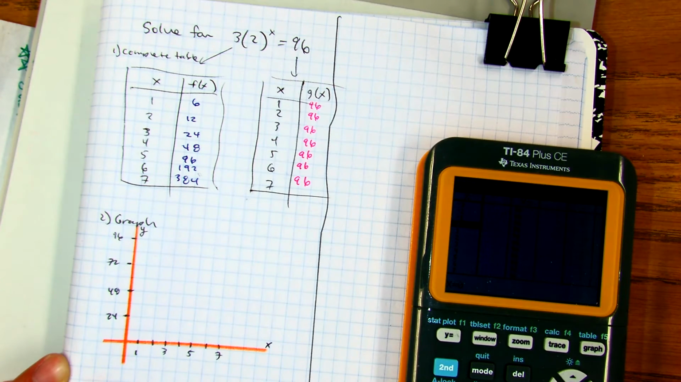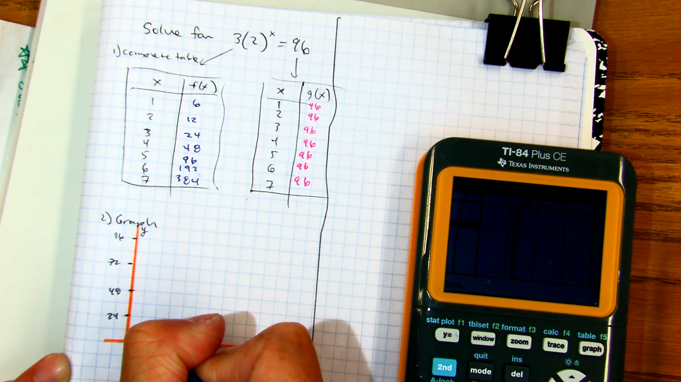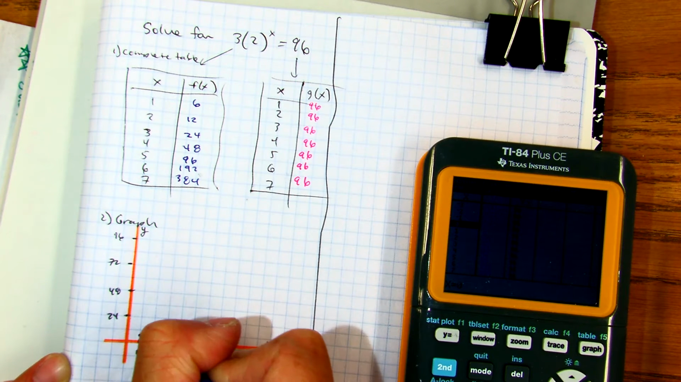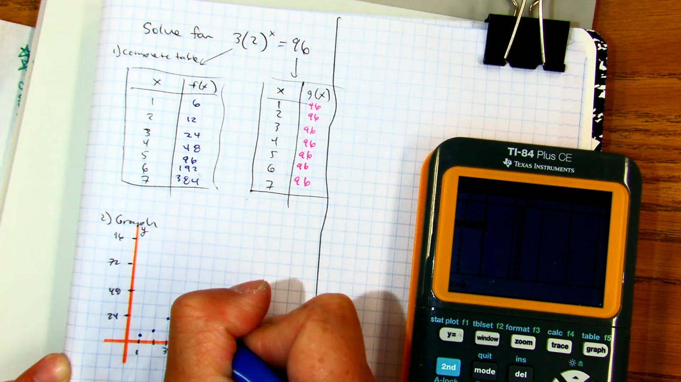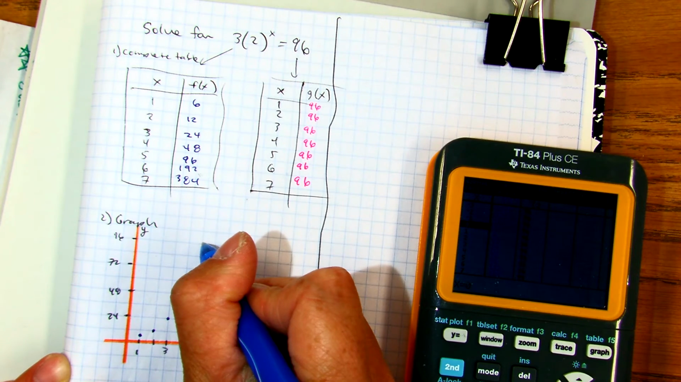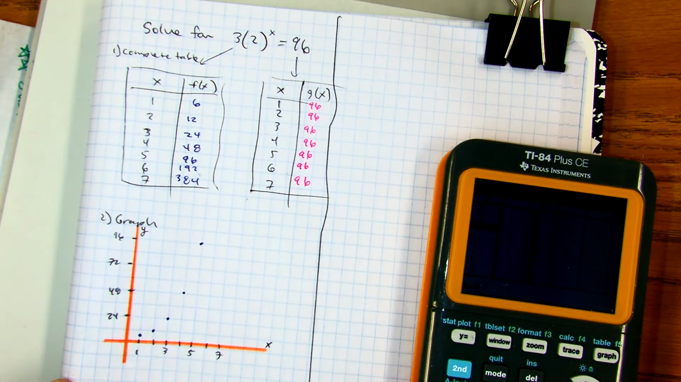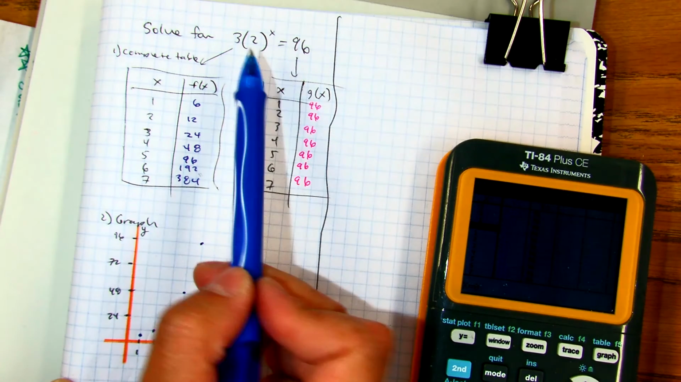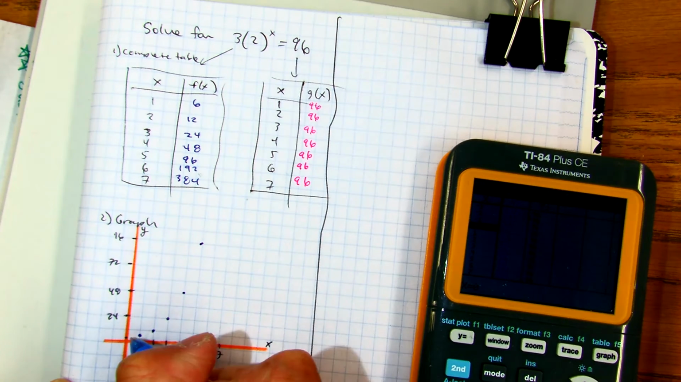So let's go ahead and graph our blue. 1, 6. 2, 12, 3, 24, 4, 48, 5, 96. And our y-intercept is your a value, so 3. So not at the origin, right?